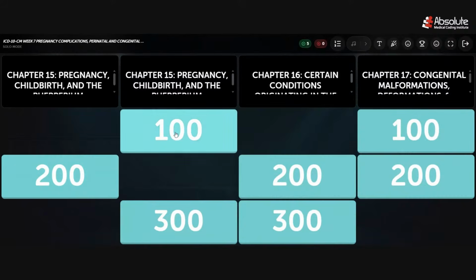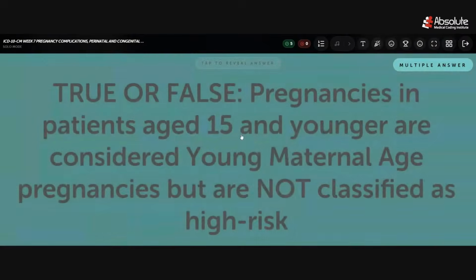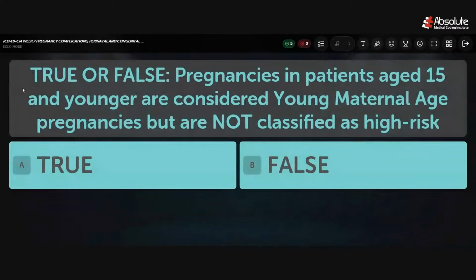Let's move to A100, back to our chapter 15. True or false? Pregnancies in patients ages 15 and younger are considered young maternal age pregnancies, but are not classified as high risk. True or false statement? What do we think, coders?